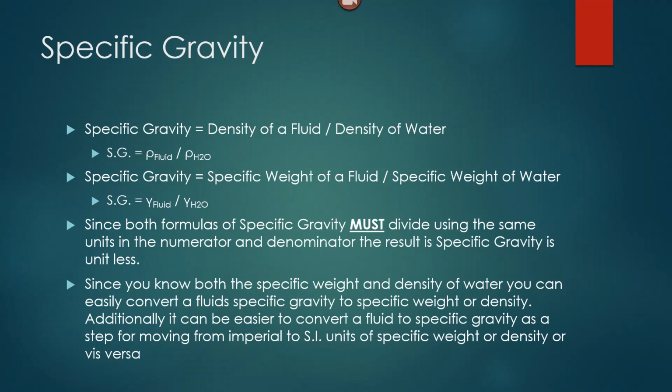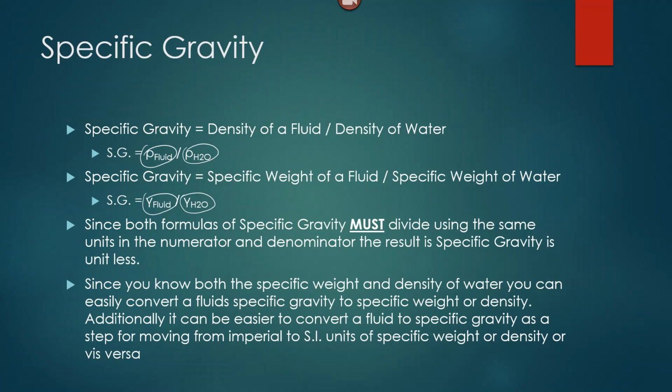You could have a specific gravity of a fluid, and then you can take that and go to kilograms per liter. You could go to newtons per liter. You could go to whatever you'd like because it's unitless. It describes the density or the specific weight of a fluid as it compares to the density of water. So, to find specific gravity, you can take the density of the fluid divided by the density of H2O. You can take the specific weight of the fluid divided by the specific weight of the H2O.